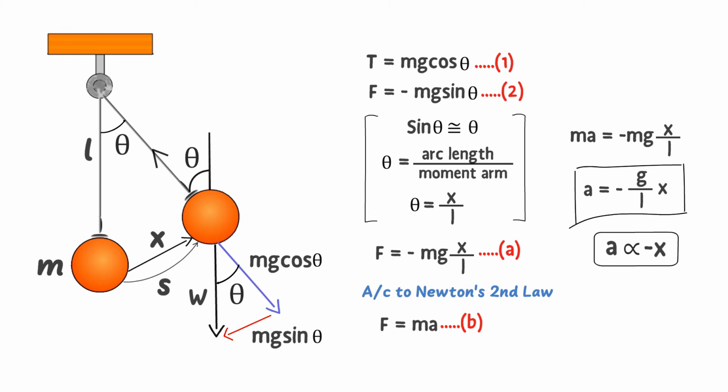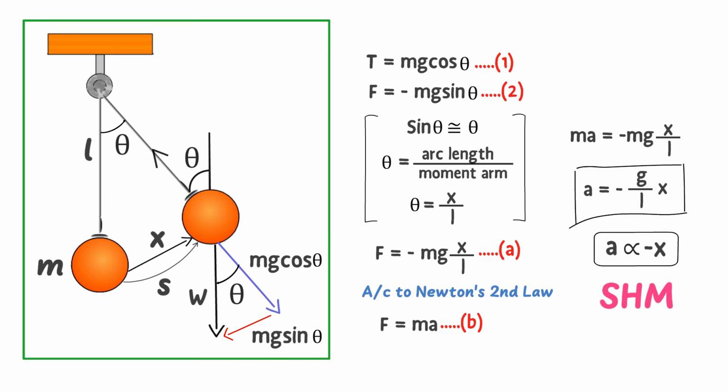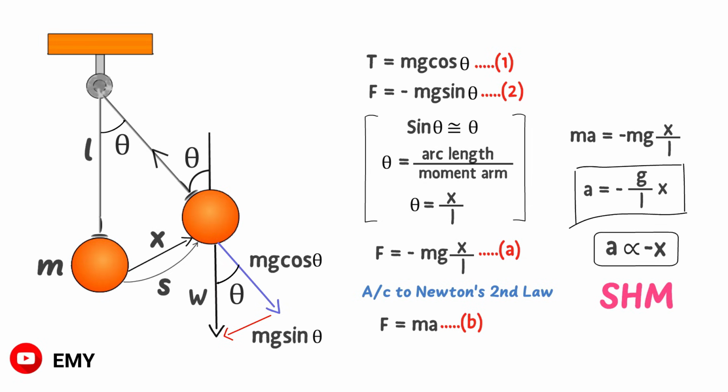We have already learned in the previous video that if a is directly proportional to the displacement and opposite in direction, we call such type of oscillations SHM, or simple harmonic motion. Let me repeat it. If a is directly proportional to displacement and opposite in direction, we call such type of oscillation SHM. So the motion of this mass is simple harmonic motion. This was all about SHM and the simple pendulum.